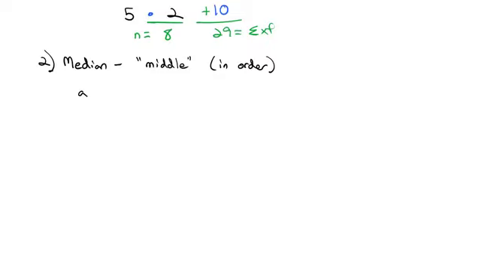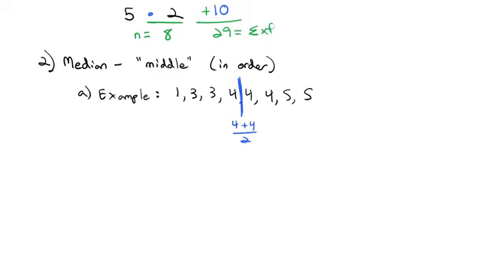So for example, using our same data, the 1, 3, 3, 4, 4, 4, 5, 5, the median is going to be the value right in the middle. Well, if there's 8 values, the middle puts you between the 4 and the 4. And we know from our previous section when we made box plots, we would add those and divide by 2 to get our median value, which turns out here to be 4.